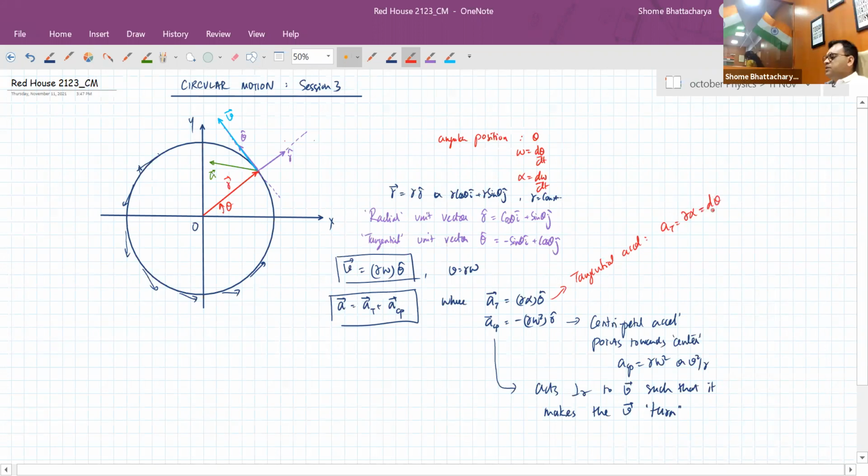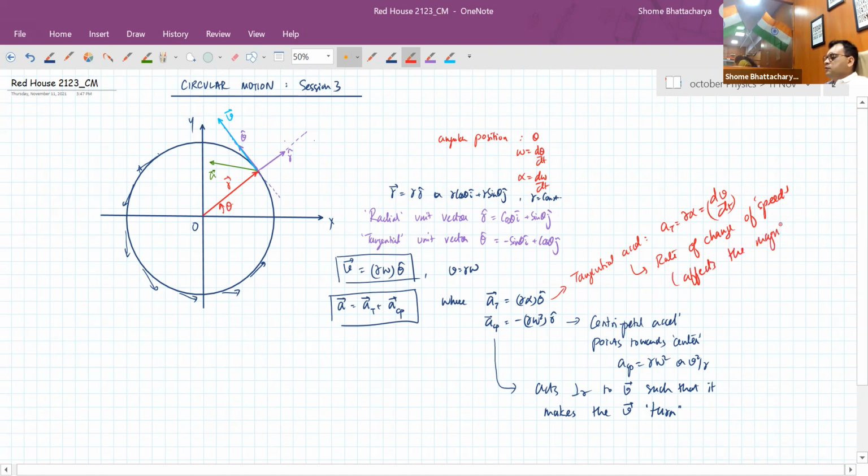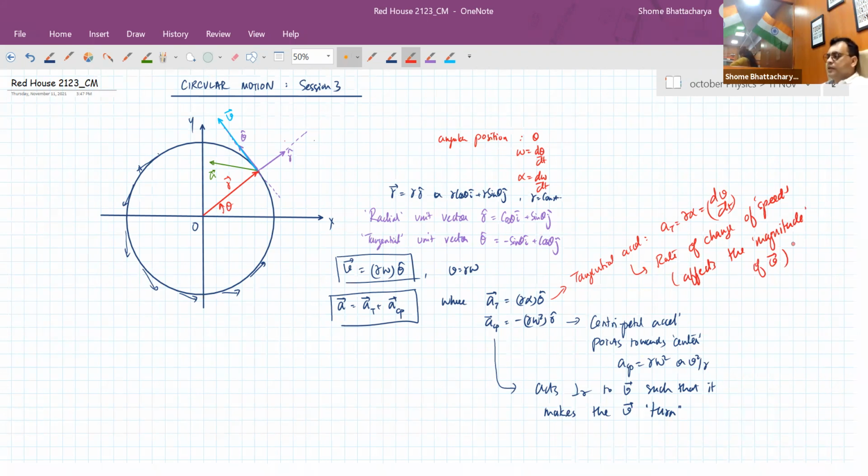we've seen that it can also be expressed as rate of change of speed. So the role of the tangential acceleration is to change the magnitude of the velocity. It does not affect the direction, it only affects the magnitude of the velocity vector. Whereas the centripetal acceleration does not affect the magnitude, it affects the direction. It causes the velocity vector to keep rotating in direction or turning in direction.